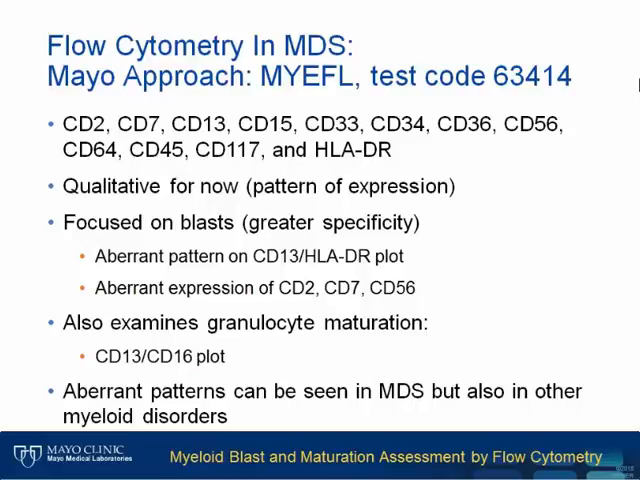Our test is qualitative and requires interpretation of patterns of expression of antigens primarily on myeloid blasts, but also examines maturing granulocytic population. Aberrant patterns of antigen expression can be seen in MDS and in a smaller percentage of myeloproliferative and mixed myelodysplastic/myeloproliferative neoplasms.